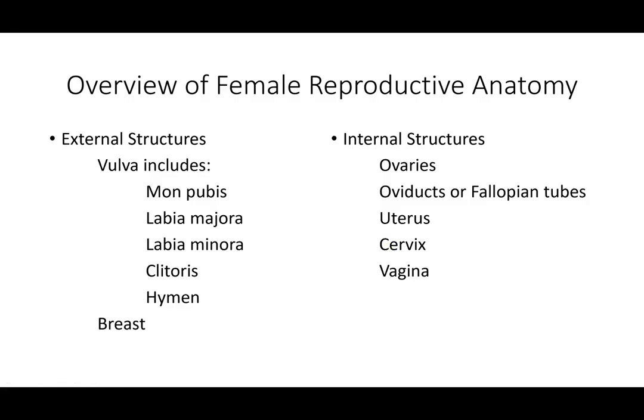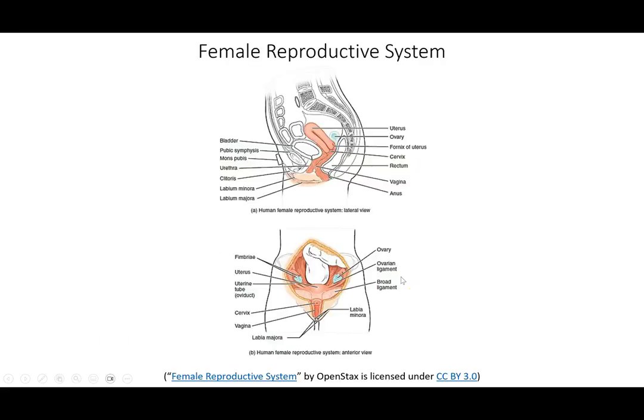So a lot of this does get covered in lab material this week. So the external structures are collectively referred to as the vulva. So this includes all of these external structures, which are the mons pubis, labia majora, labia minora, clitoris, hymen. So that's all in the vulva, and then breast is also part of those external structures. Internally are the ovaries, and then oviducts or uterine tubes or fallopian tubes, the uterus itself, cervix, and actual vagina.